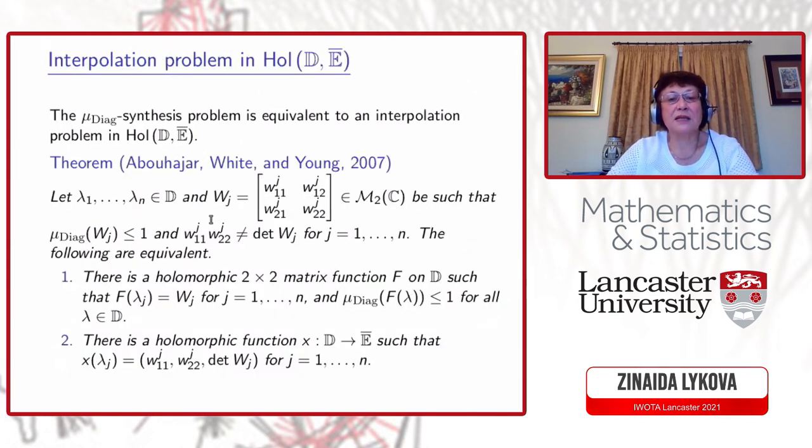And they did prove that if you consider those distinct points Z and you consider matrices such that mu diag of this matrix is less than or equal to 1, and again, there are those critical points which we don't consider, you can consider them separately, but in such cases, the mu diag interpolation problem is equivalent to a problem from the disk to the tetrablock. So a holomorphic function exists with the interpolation condition and mu diag of matrices f of lambda less than or equal to 1 for all lambda in D, if and only if there is a holomorphic function from the disk to the tetrablock with this interpolation problem. So we have on the diagonal W11, W22, and then we take a determinant.